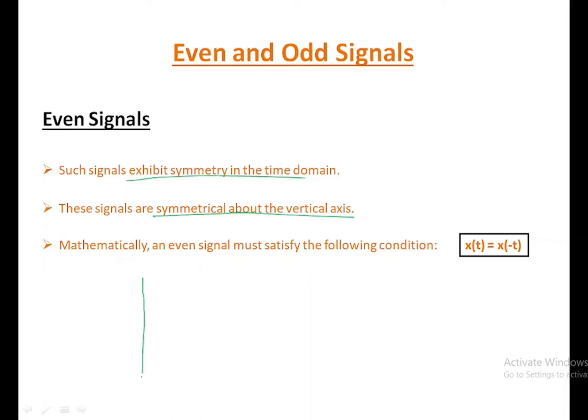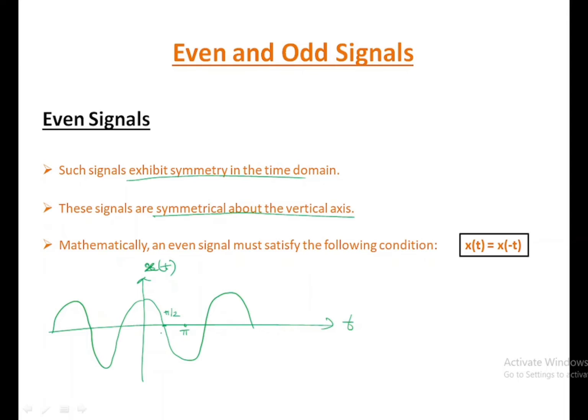Suppose I take the example of a cos wave, x of t versus t. A cos wave is shown this way, and on the other side again this way. This is the cos wave. This is pi by 2, this is pi, and here this is 2 pi. Similarly, this point is minus pi by 2, this point is minus pi, and this point is minus 2 pi.